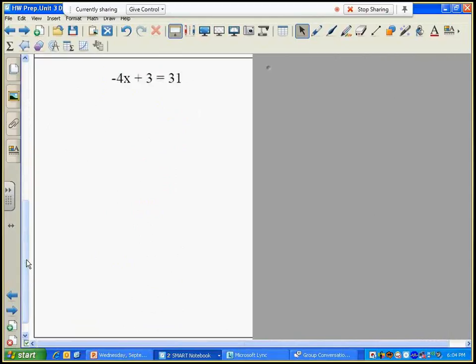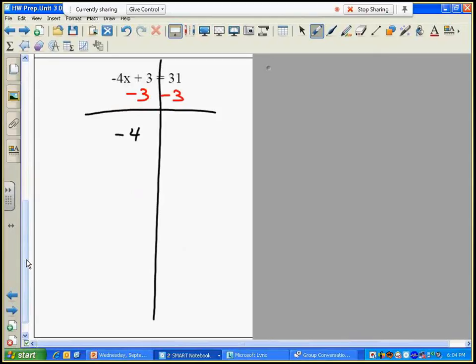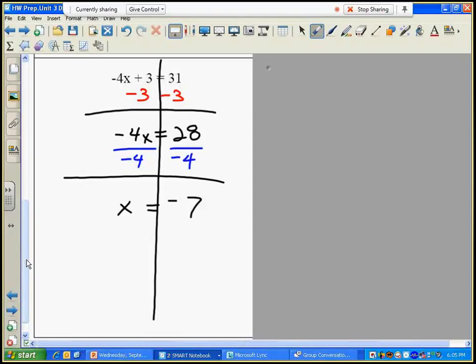Okay, let's solve for x by undoing the order of operations. So vertical line, let's do addition and subtraction first. So let's subtract away that 3. Reset. What's left over there is the negative 4x. And on the right side, we get 28. We still got to get rid of that negative 4, that coefficient in front of the x. Let's divide that away. Action. We get negative 4 divided by negative 4 is a positive 1x. 28 divided by negative 4 is a negative 7.